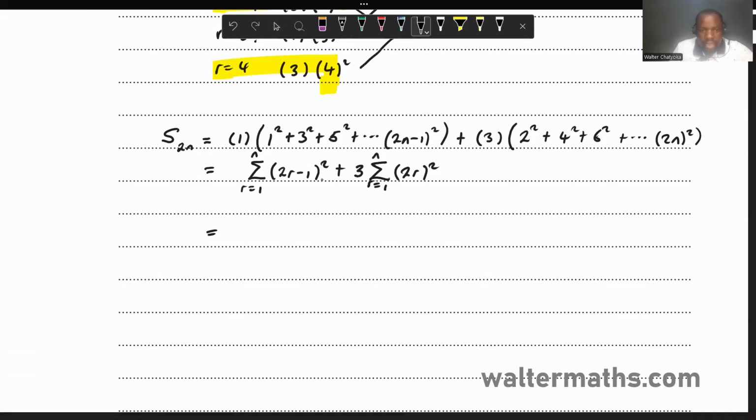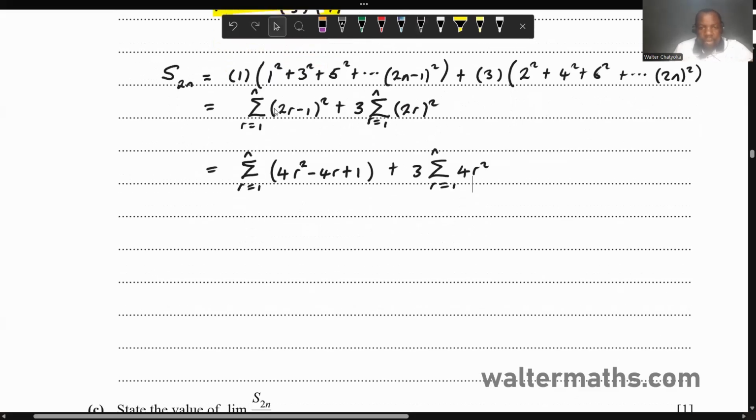This is equal to the sum from r equals 1 up to n. Expanding this, we get 4r squared minus 4r plus 1, this whole thing, plus 3 of the sum from r equals 1 up to n of the terms of the form 4r squared.